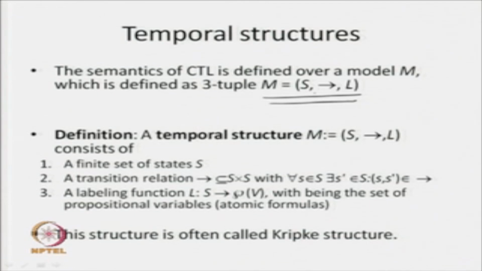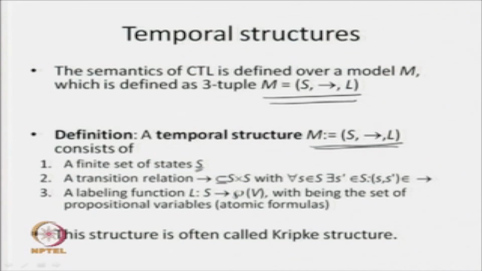We said that a temporal structure M is a 3 tuple, where we have 3 components S, arrow and L, where S is a set of finite states. That means we have states, and these are finite states. So, we have a finite number of states in our set, and we represent it by S.